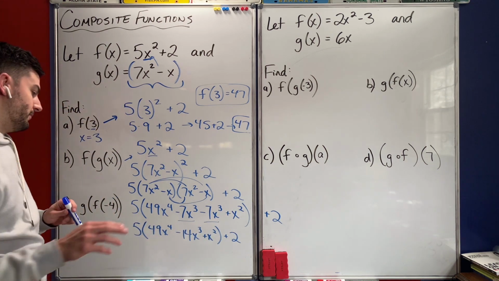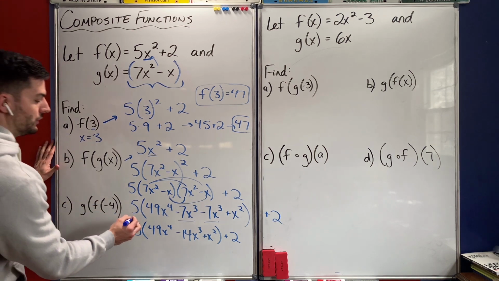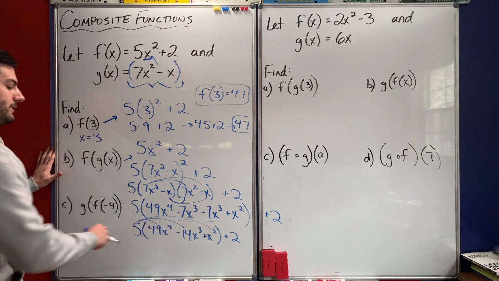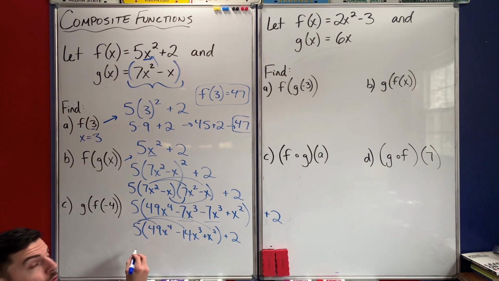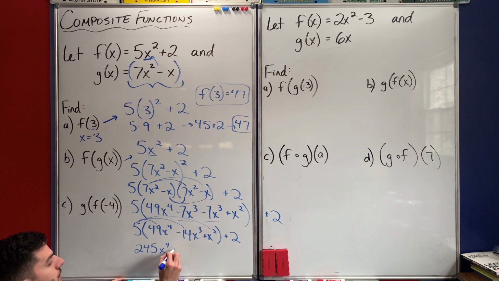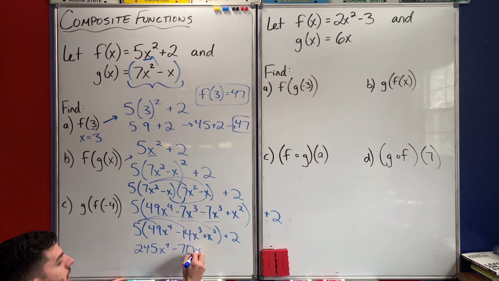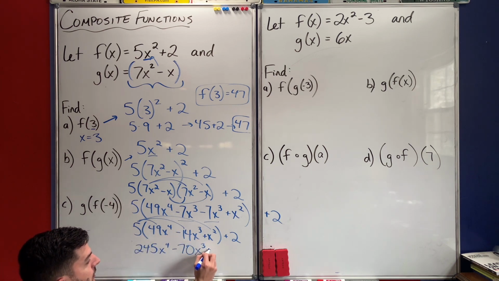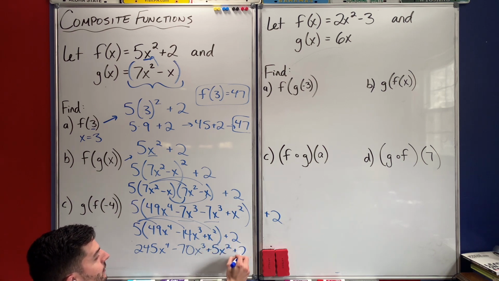Okay, I'm almost done. The last thing I'm going to have to do is distribute this 5. I'm going to multiply each of these terms in here by this outside 5. So 5 times 49 ends up equaling 245, and again, x to the fourth, because I'm not multiplying by any additional x's. And then 5 times negative 14 gives me negative 70x to the third. And then 5 times x squared, positive 5x squared. And then again, that plus 2 afterwards.